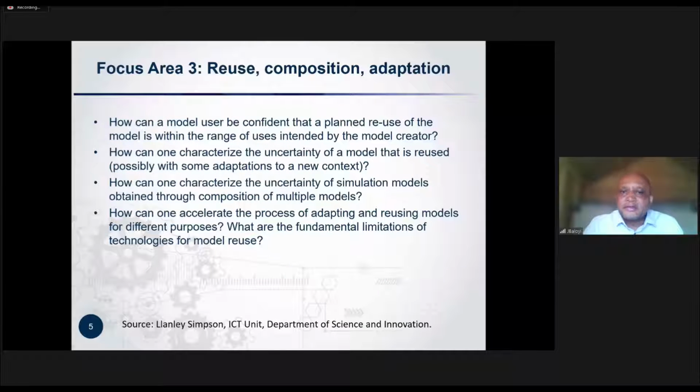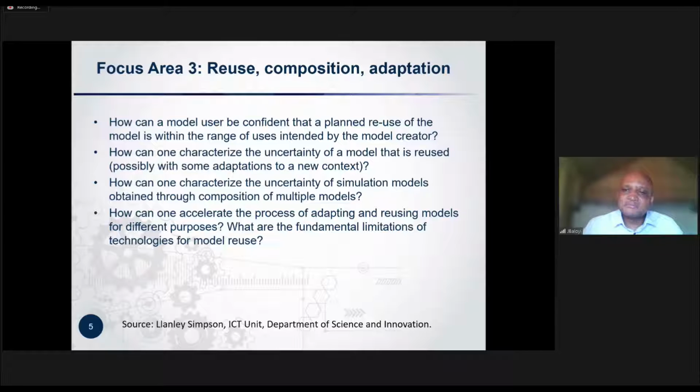And then the third focus area is the reuse, composition, and adaptation of models. So the first question could be, how can a model user be confident that the planned reuse of the model is within the range of uses intended by the model creator? Within one domain, this is easy. We have done it many times. There's not an issue. But when you start to combine it with other areas, subdomains, then it's a different question that we still need to answer.